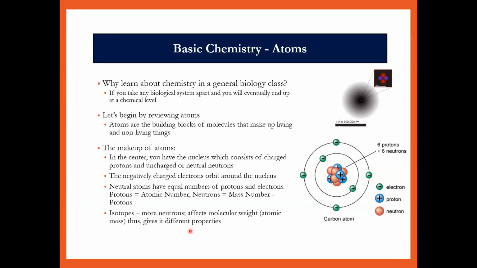So once again, the makeup of the atom: in the center, what we call our nucleus, you have positively charged protons, represented here in blue, and neutral neutrons, which are represented in this orange-red color. And then surrounding your nucleus, you have these electron shells, and that is where your electrons are. So here we have 6 protons, 6 neutrons, and 6 electrons.